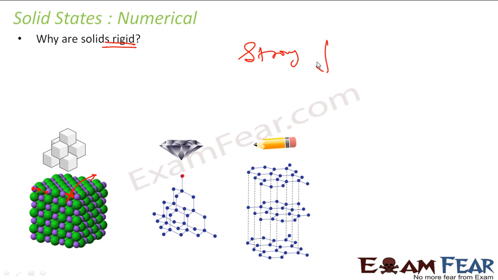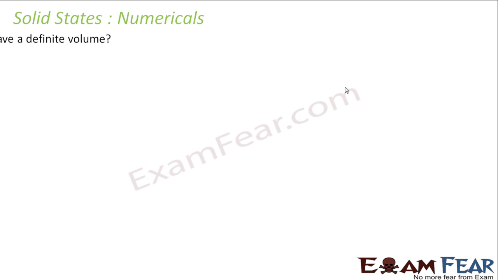Strong force of attraction between the constituent particles, correct? The question is, why do solids have definite volume? Same answer. They have very strong force of attraction between the constituent particles. The particles cannot move, but they can just vibrate about their mean positions, and thus they have definite shape and definite volume. They're very rigid also.